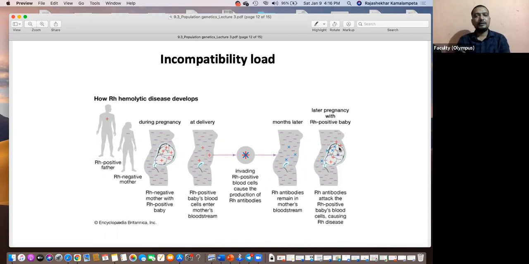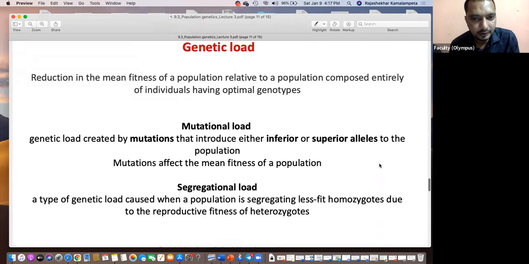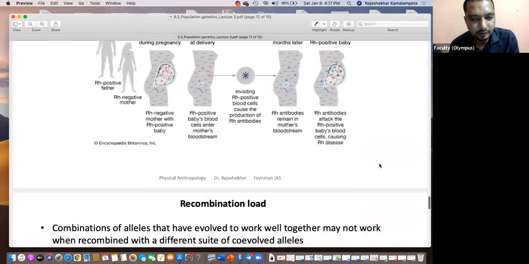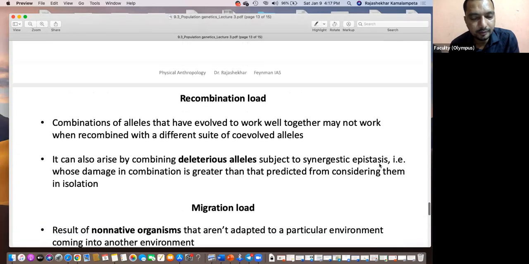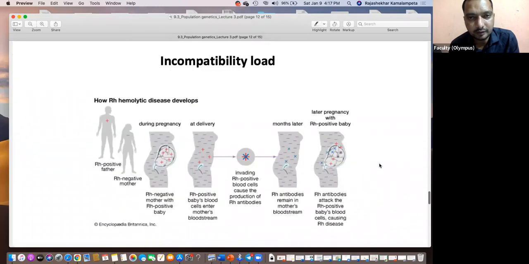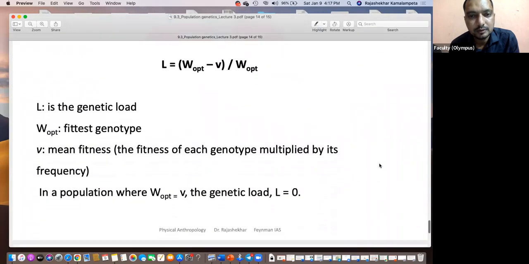Okay. So this is called incompatibility load. We talked about several different types of loads here: segregational, mutational load, recombination load, migration load. This is about, briefly, what is genetic load and what are the different types of genetic loads.